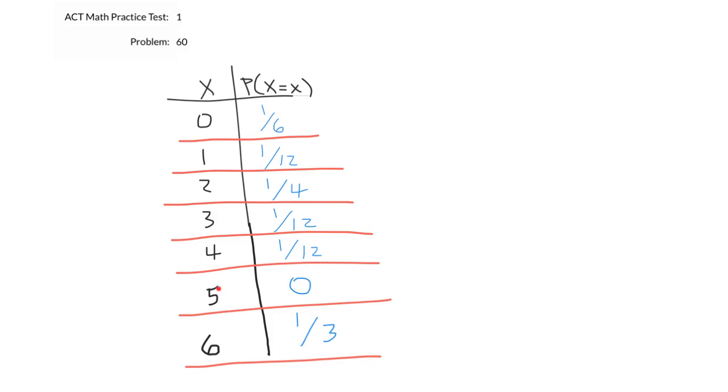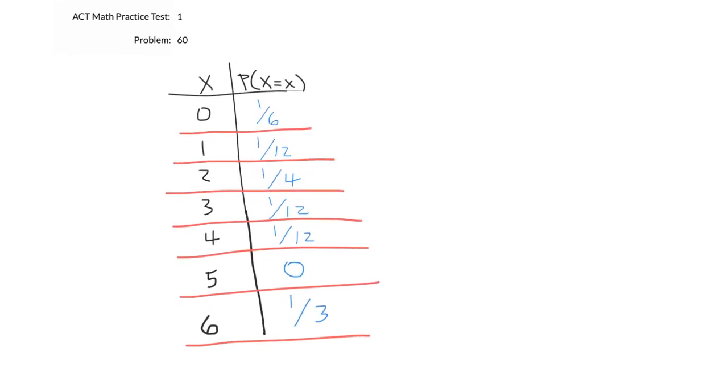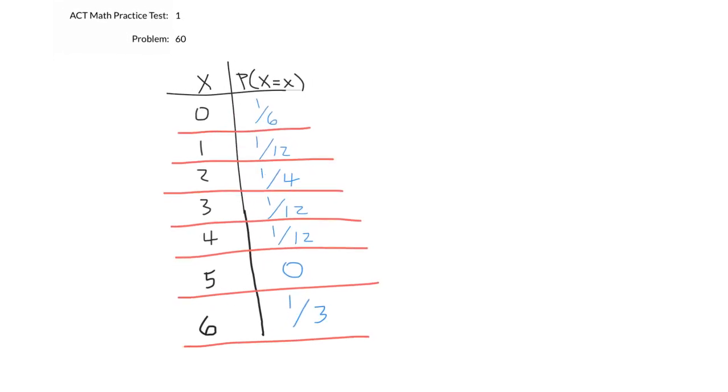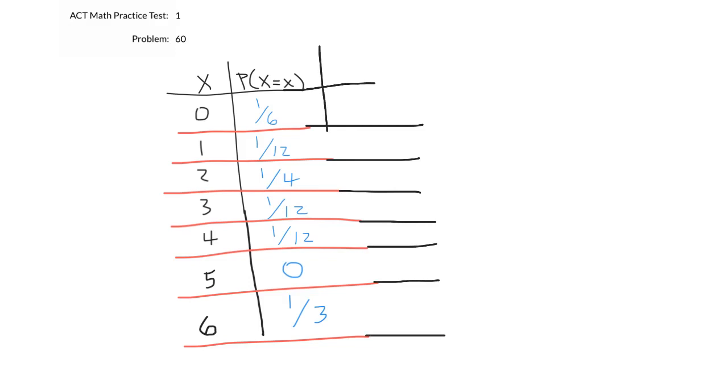So the way to find the expected value is to simply multiply each of these times its probability and then add it all up. That's what you have to do. You have to multiply each of these and then add it all up. Now, we're actually going to use this table to our advantage. And in fact, you might even want to do that on the ACT just to keep things organized, because they already gave it to you in a relatively organized fashion.